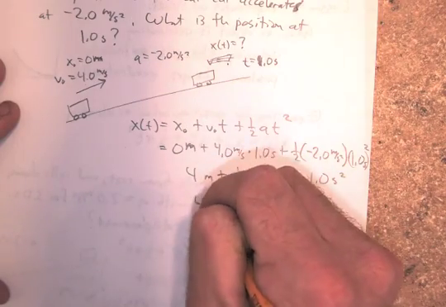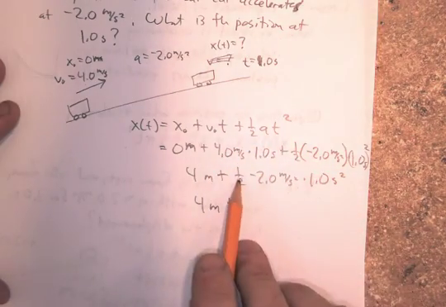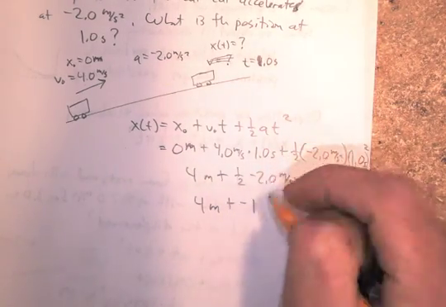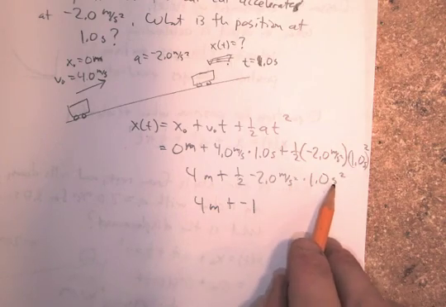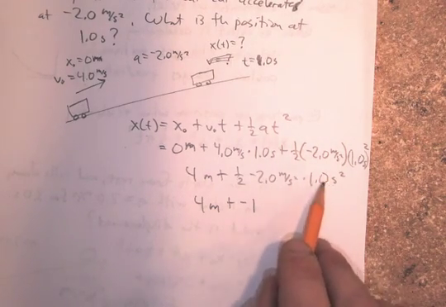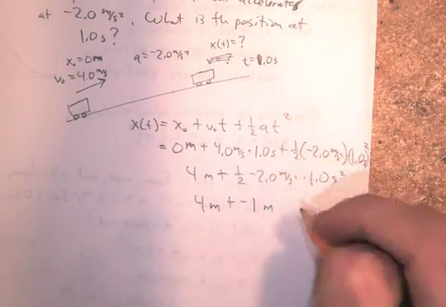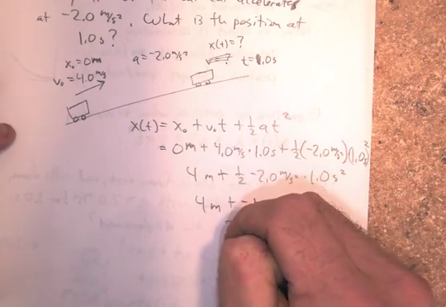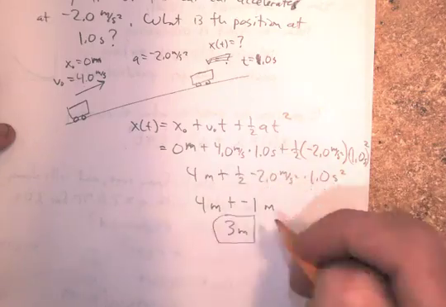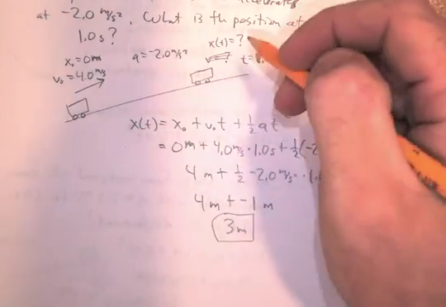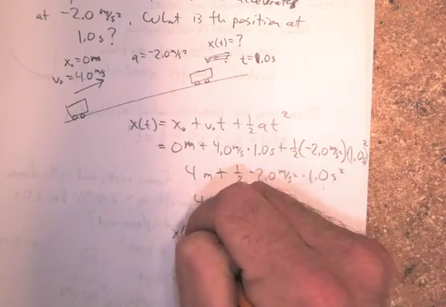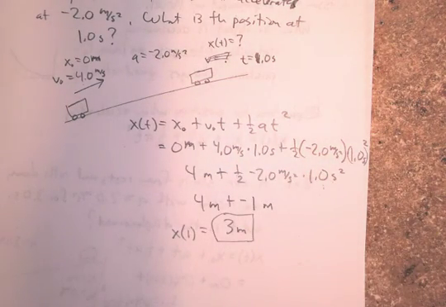Okay, so we got 4 meters, and then 1/2 times negative 2 times 1 is just negative 1. And look at your units: meters per second squared times seconds squared. The seconds squared cancel, and we're just left with meters. So it simplifies down to 4 meters minus 1 meter, so we're talking 3 meters. So x of 1 is 3 meters.